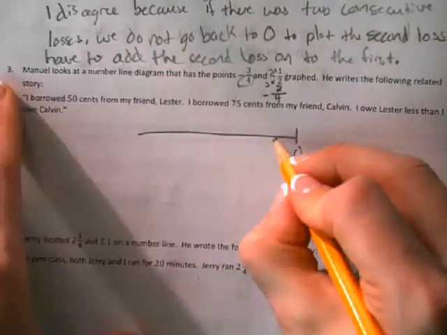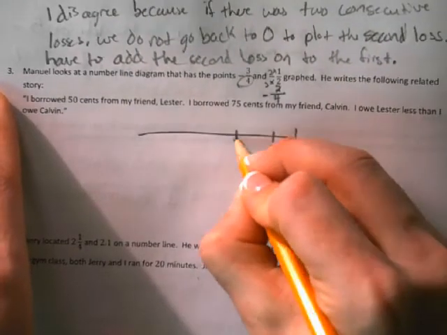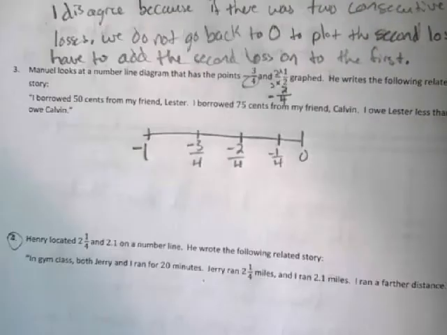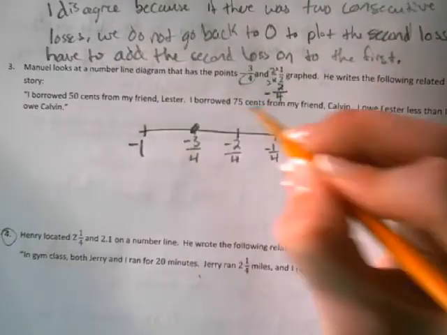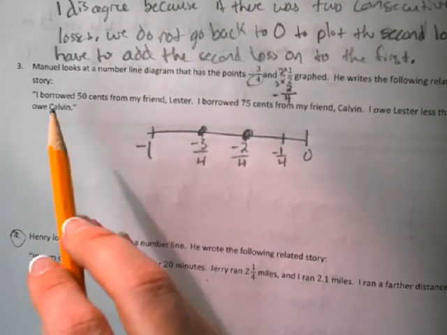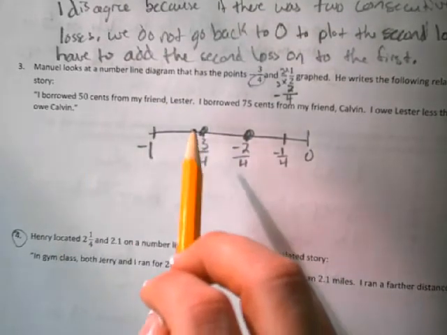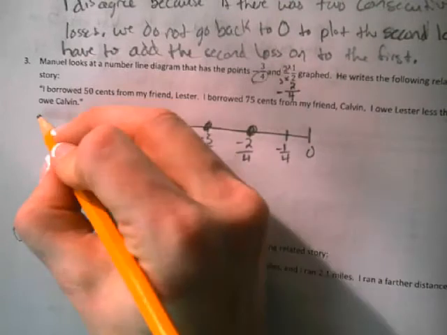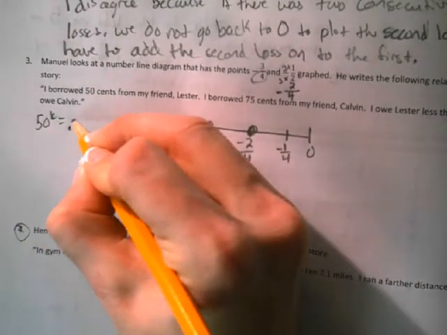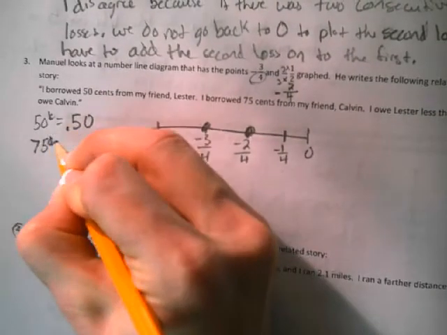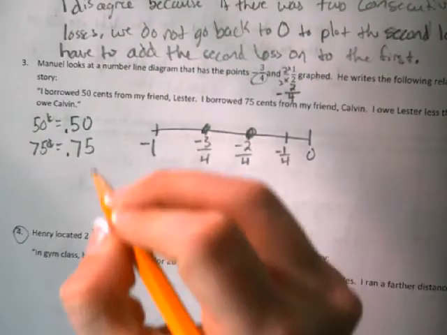I look at my denominator, it means I'm counting by fourths. And then I have my -1. And it says -3/4 and -2/4. So here are my 2 points. I borrowed 50 cents from my friend Lester. I borrowed 75 cents from my friend Calvin. I owe Lester less than I owe Calvin. Now 50 cents is equal to 50 hundredths, and 75 cents is equal to 75 hundredths. Now, he borrowed or he owes them that much. These are going to be negatives.